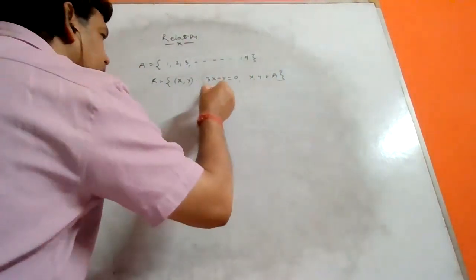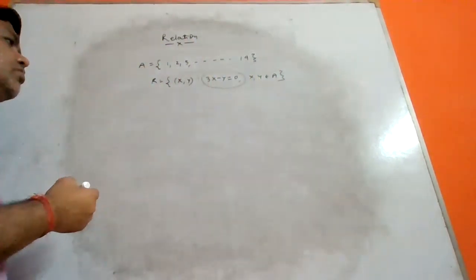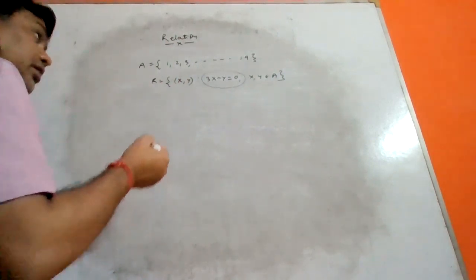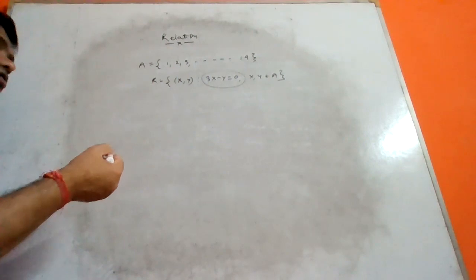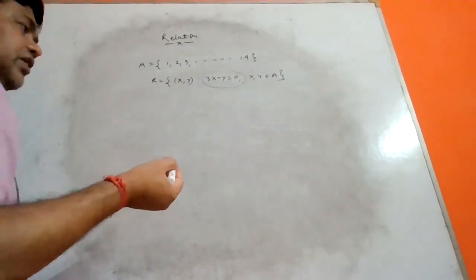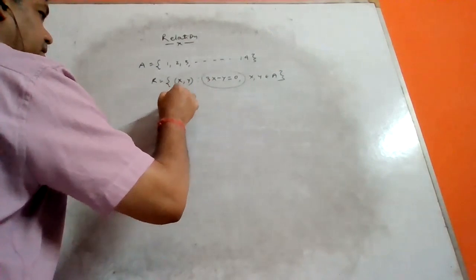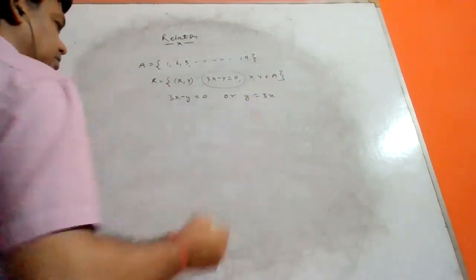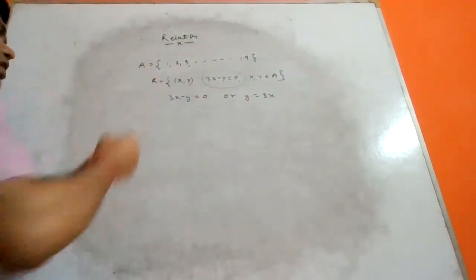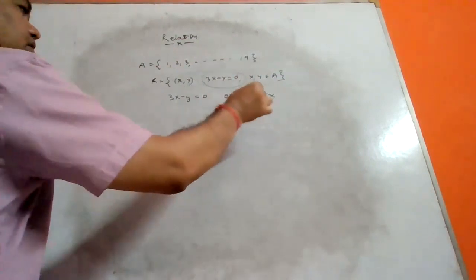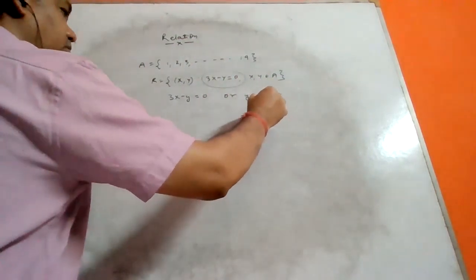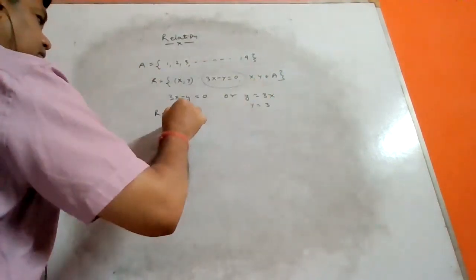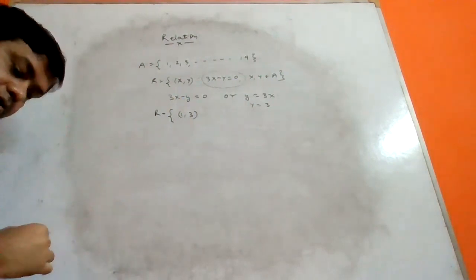First of all, this relation should be changed into roster form or listing method. Then you can take the value of the domain, the value of the codomain, and of course the value of the range. So this is 3x - y = 0, or you can say y = 3x. And x and y are what? They are elements of A. So putting the value 1 in place of x, we will get 3. So the first ordered pair is when x = 1, y = 3.